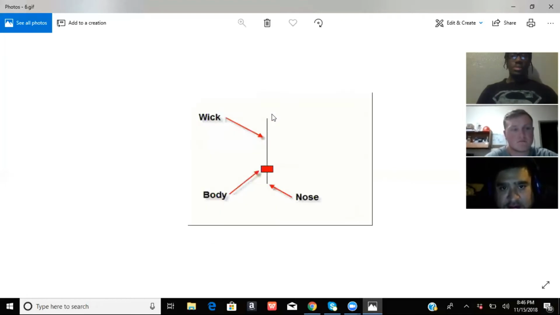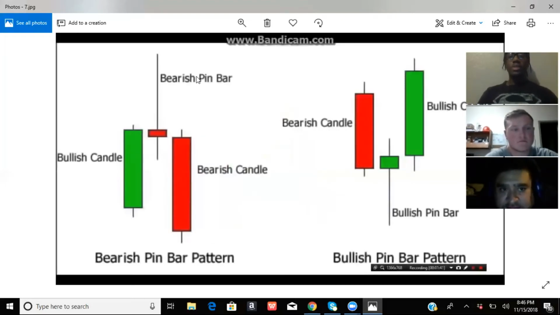Okay. So right here, the next one we'll go over is a pin bar. So Keith, do you want to start off on the pin bar with this one, or you want me to get it? Yeah, I can talk about the pin bar for a second. All right, go ahead. Yeah, so pin bar, as you can see on the left, you have the bearish pin bar. Basically what a pin bar is, it's real similar to a hammer or a shooting star, but the only difference is that there's a little bit more wick.